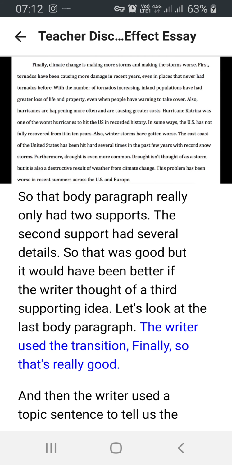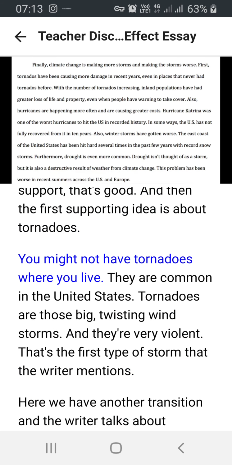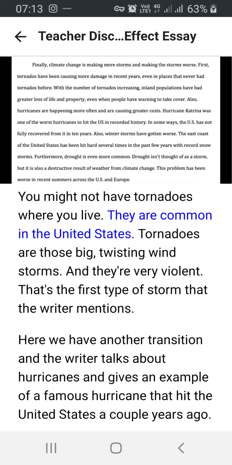The writer used the transition "finally," so that's really good. And then the writer used a topic sentence to tell us the third effect: "Climate change is making more storms and making the storms worse." The writer uses a transition for the first support, that's good. And then the first supporting idea is about tornadoes. You might not have tornadoes where you live. They're common in the United States. Tornadoes are those big twisting wind storms, and they're very violent. That's the first type of storm that the writer mentions.